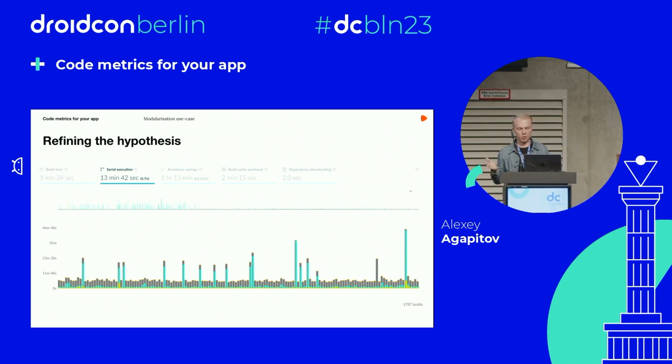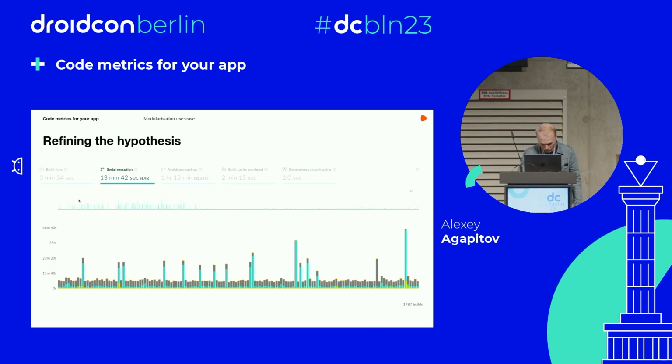The serial execution means that there is a certain bottleneck which prevents your compilation from running in multiple parallel threads. So this means that although we have created a lot of modules, they all still wait for some module which is not necessarily our app monolith. And we needed to investigate.